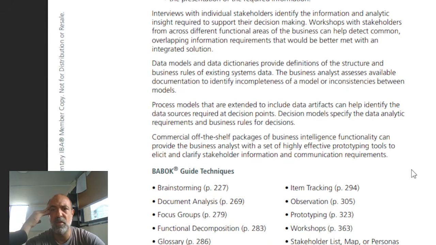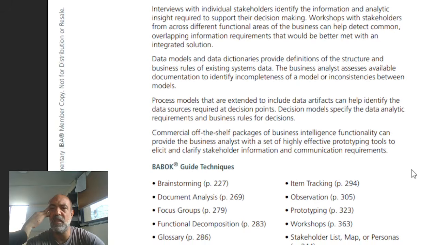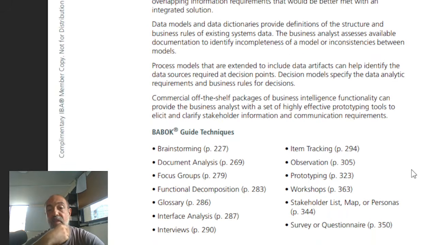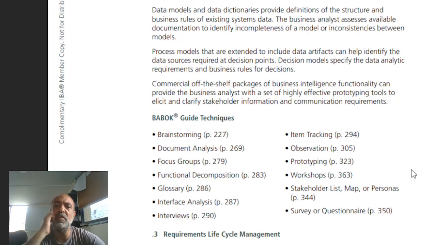Data models and data dictionaries provide definitions of the structure and business rules of existing systems data. The business analyst assesses available documentation to identify incompleteness of a model and inconsistencies between models. What we're doing is always kind of making sure. Process models that are extended to include data artifacts help identify the data source required at a decision point. Decision models specify the data analytics requirements and business rules for decisions.